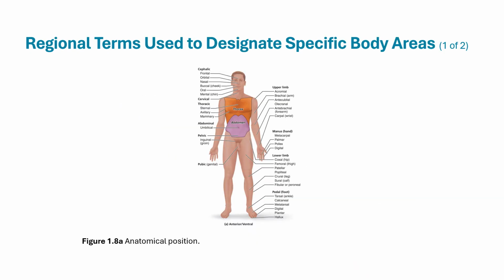All right, so here's a list of terms that describe the major regions of the body from the anterior or ventral view. Each regional term is followed by terms that designate specific areas within that body region. So for instance, the cephalic region refers to the head and the face. The areas in the anterior cephalic region include the frontal or forehead, the orbital or eyes, nasal or nose, buccal or cheek, oral or mouth, and the mental chin.